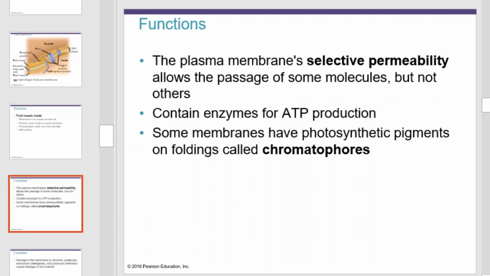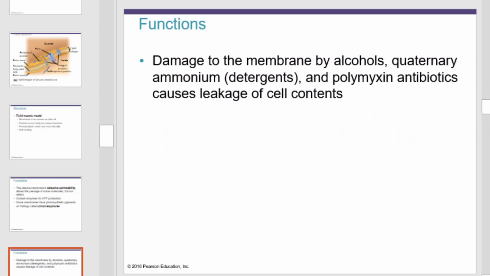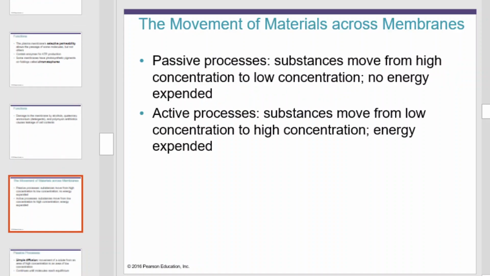The plasma membrane is selectively permeable, which means that it will allow the passage of some molecules but not others. It contains enzymes for ATP production. The plasma membrane can, in some cases, also possess photosynthetic pigments on foldings called chromatophores for the process of photosynthesis. Damage to the membrane by alcohols, quaternary ammonia, detergents, and polymyxin antibiotics causes leakage of the cell contents and the death of the cell.